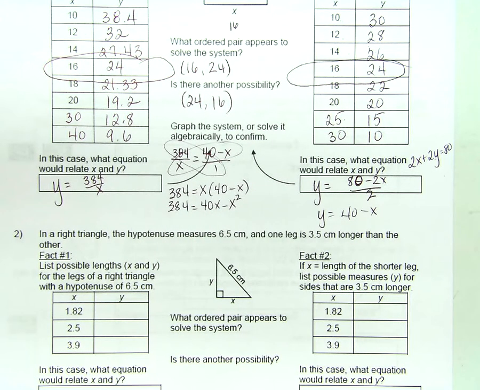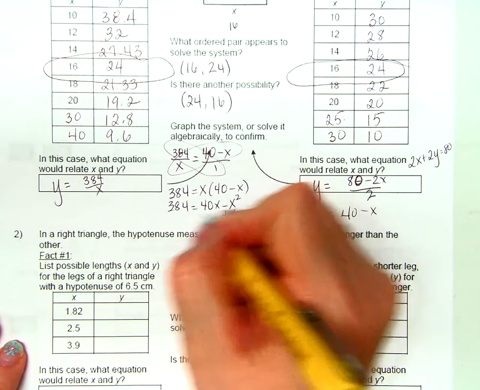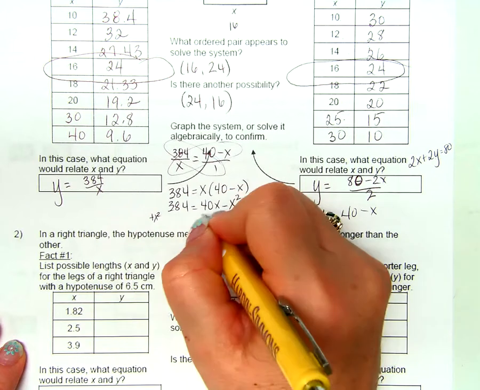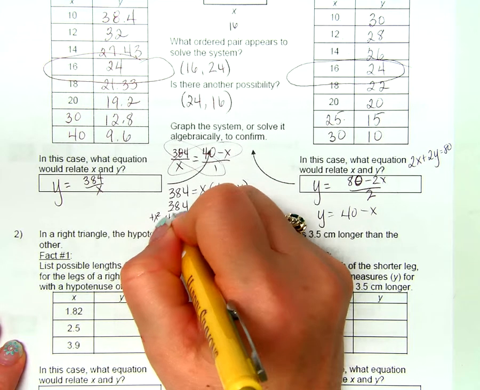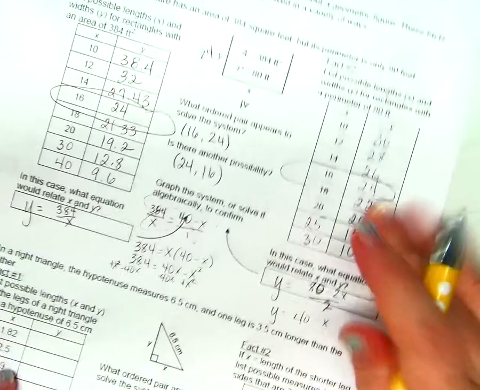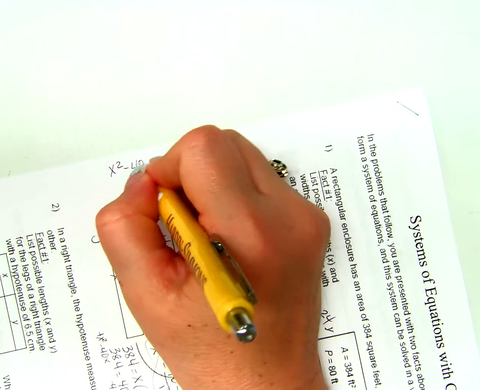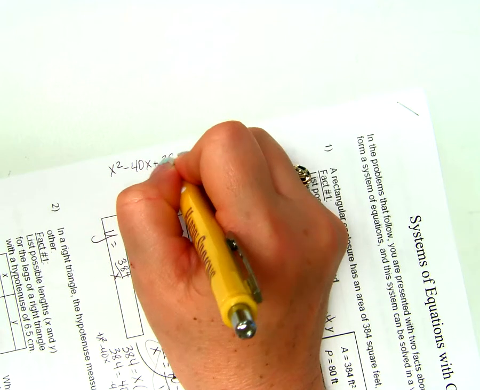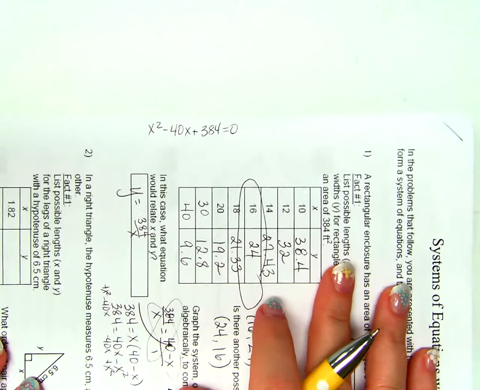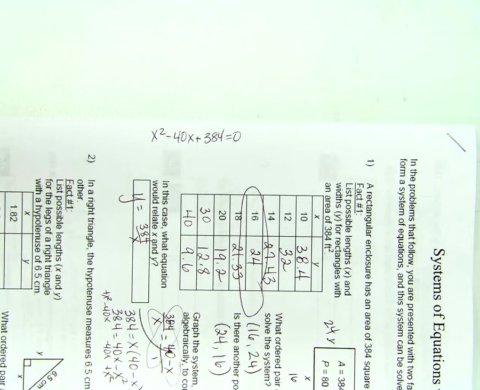What do I like my x squared to be? Positive. So I want to add x squared to both sides, and I want to subtract 40x from both sides. Okay, now it becomes a problem. So I'm going to go over here. I have x squared minus 40x plus 384 equals 0. So I have two possible choices, more than that, but two that we are familiar with: factoring or quadratic formula.